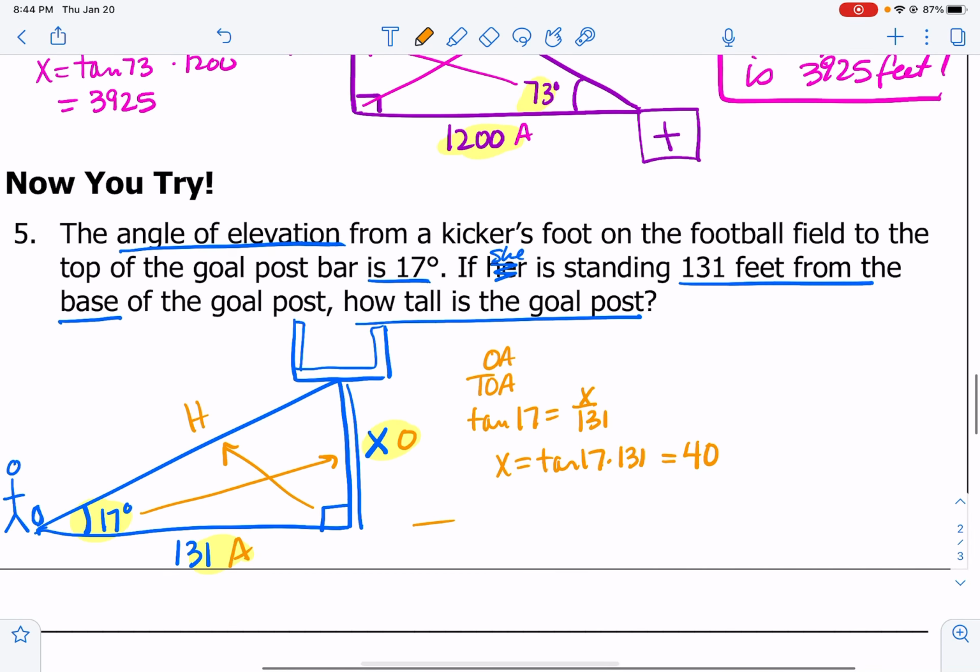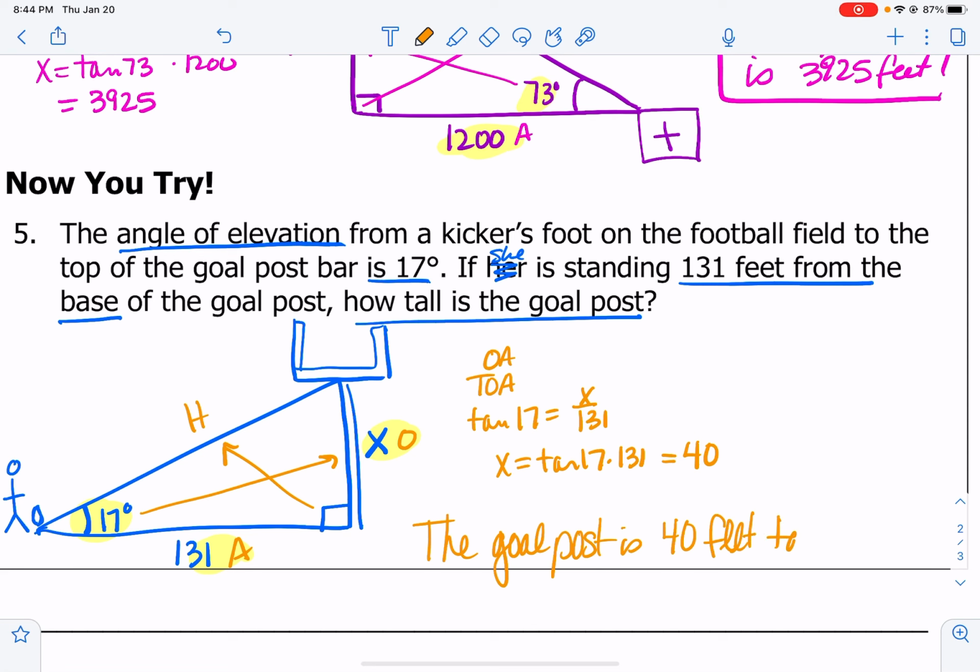So the goalpost, that's not how you spell goal. The goalpost is 40 feet tall.